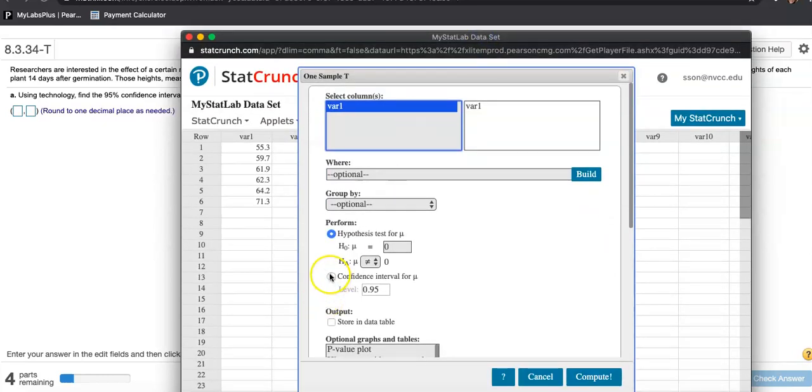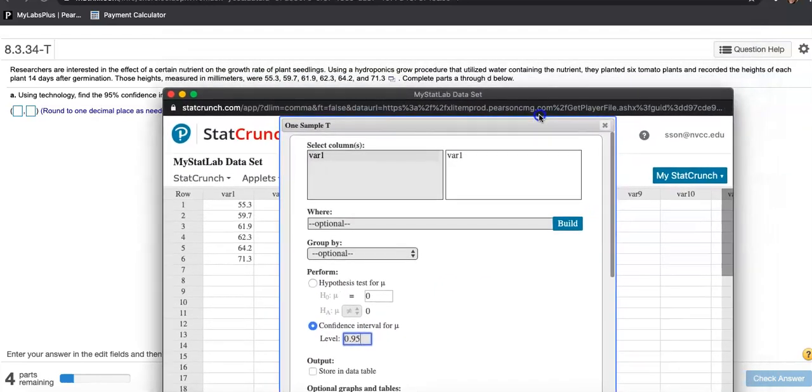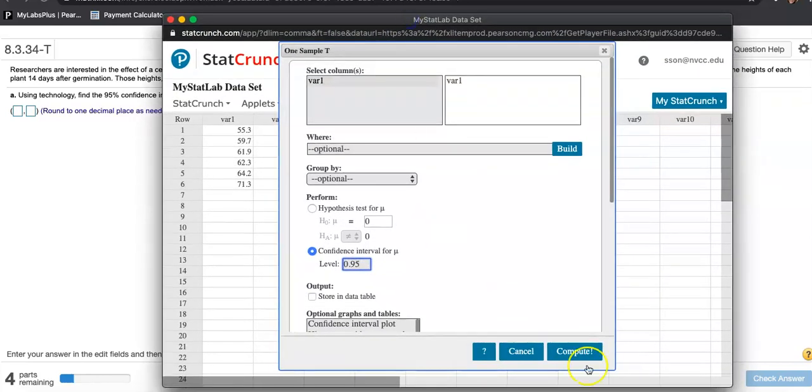And what I want is the 95% confidence interval, right? So click on confidence interval for mu. Mu stands for the population average. So what I want is, what is the average height for all these tomato plants out there who went through this similar process? And go ahead and click on compute.